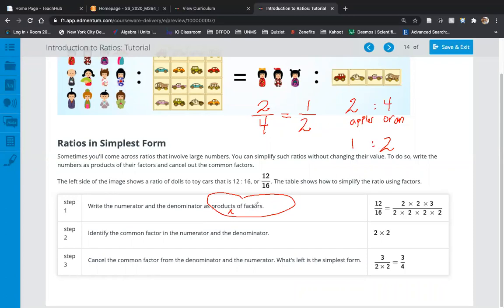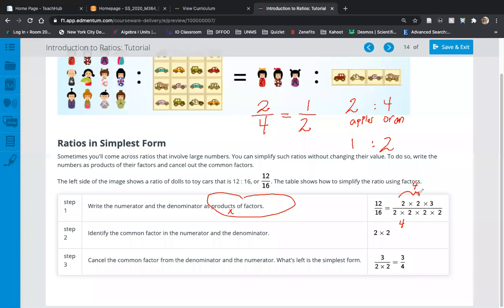Factors just mean things that you multiply together. So if I take 2 times 2 times 3, 2 times 2 is 4. 4 times 3 is 12. Over here, 2 times 2 is 4. Times another 2 is 8. Times another 2 is 16. So you write them out with all of this. Right here is actually a prime factorization, which you guys should have done in 6th grade.